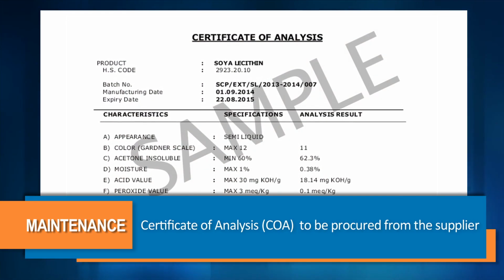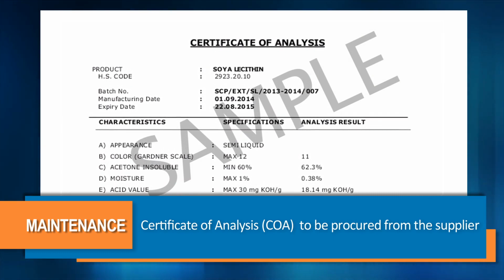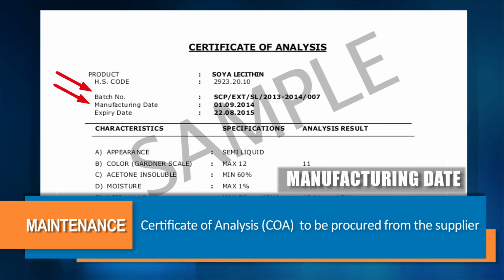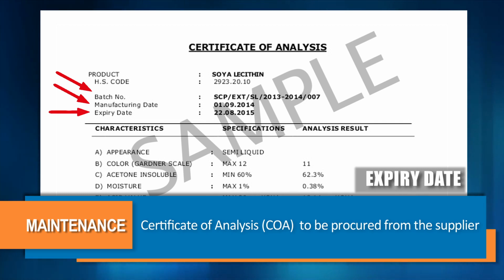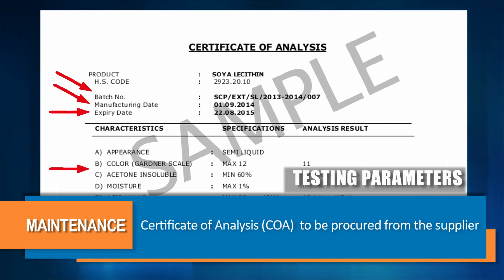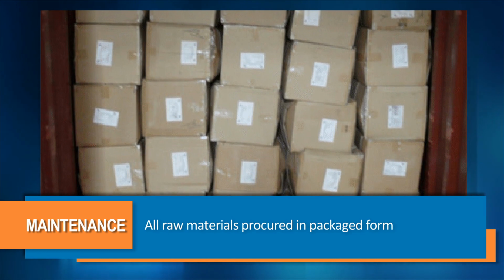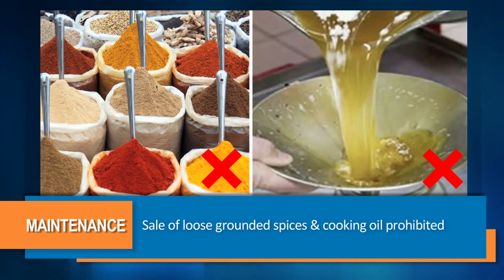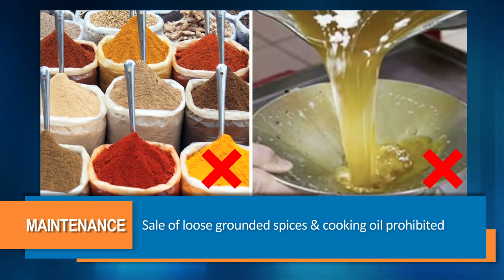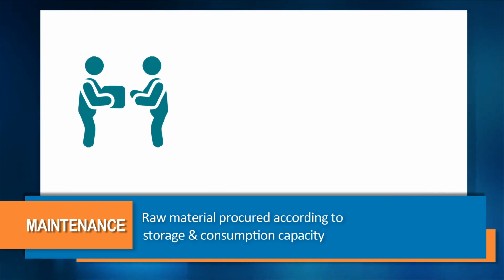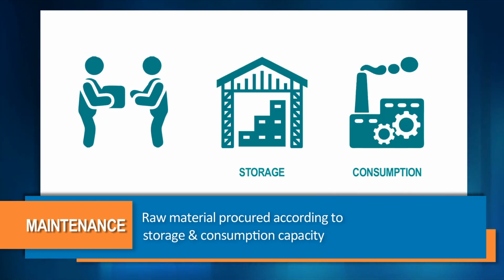As a good practice, certificate of analysis should also be procured from the supplier mentioning its batch number, date of manufacturing, expiry date, and testing parameters, physical, chemical, or biological, of raw material. As far as possible, all raw material shall be procured in packaged form. Sale of loose ground spices and cooking oil is prohibited. Raw material should be procured according to the storage and consumption capacity.